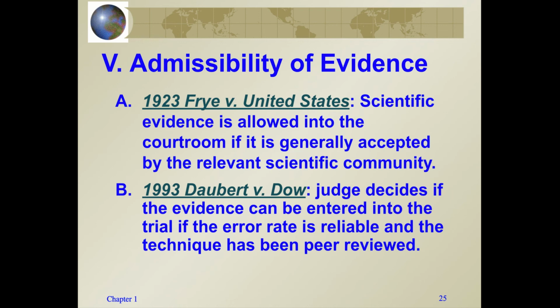The judge said the scientific community as a whole needs to know what test or what evidence you're discussing. And at the time, the polygraph was pretty unknown. And this Fry standard has remained for some time. So new techniques, new tests, novel experimentation is often not allowed because it's just too brand new, and that can be pretty problematic. So in 1993, Daubert versus Dow, I'm going to back up.